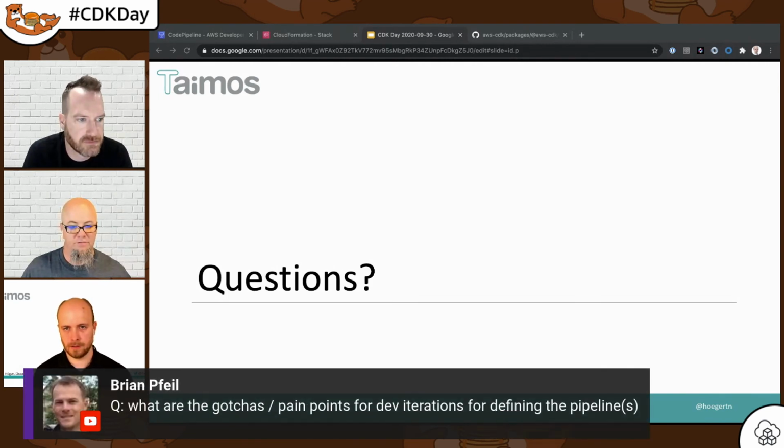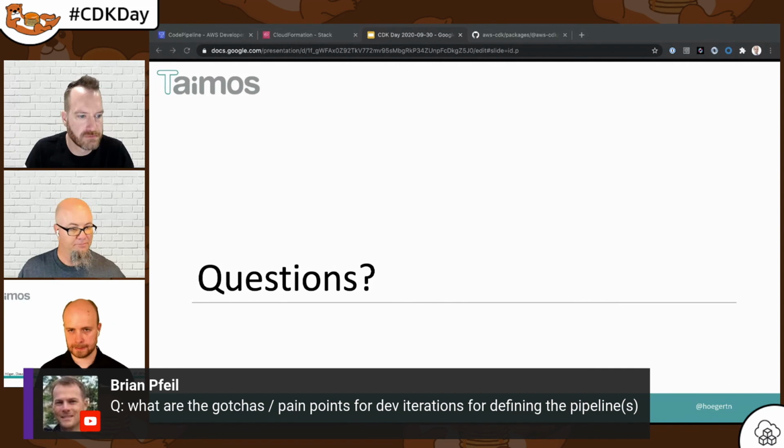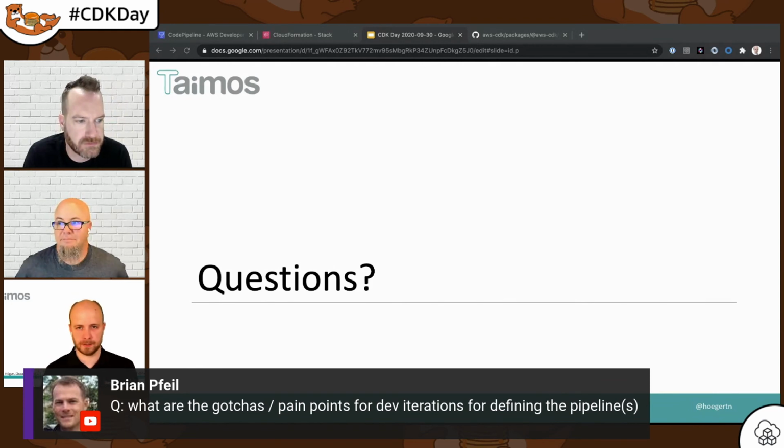Alrighty. We have another question from Brian. What are the gotchas, pain points for dev iterations for defining the pipelines? So for the development of the pipeline itself, yeah, it takes a little while because you always have to put it into GitHub and then it goes through the pipeline self-mutation and so on. There's another open pull request to stop self-mutation for development purposes and then doing CDK deploy for every change manually. And say, okay, I'm just updating the pipeline whenever I like it.